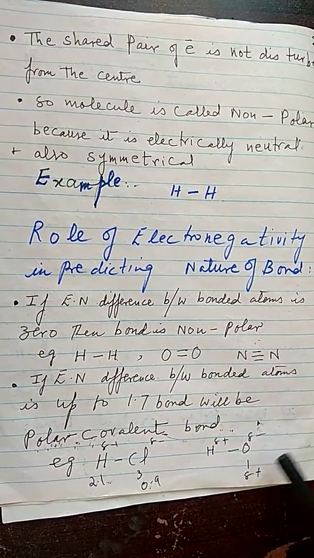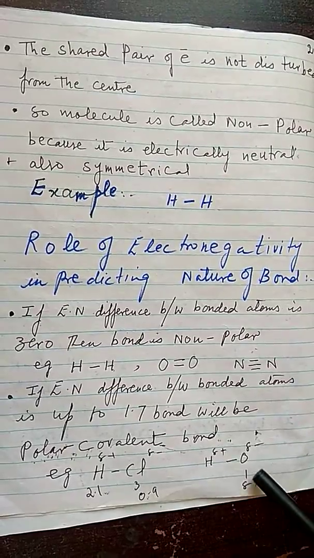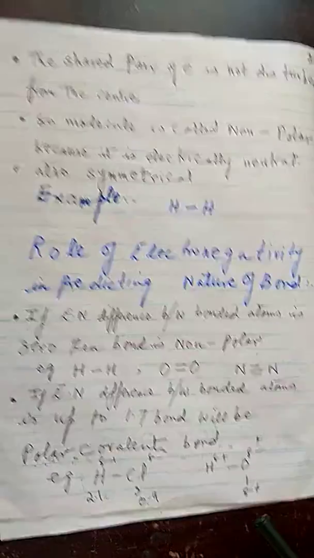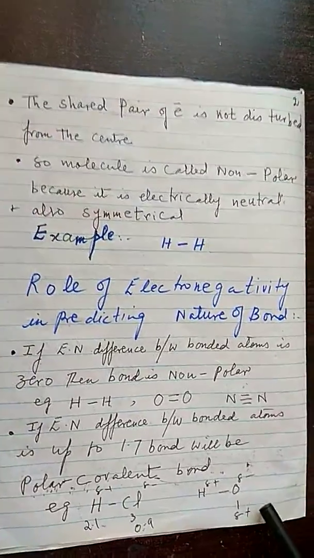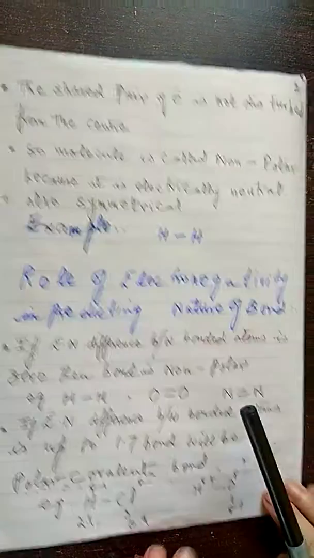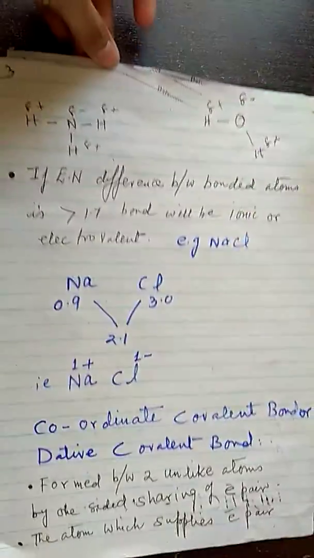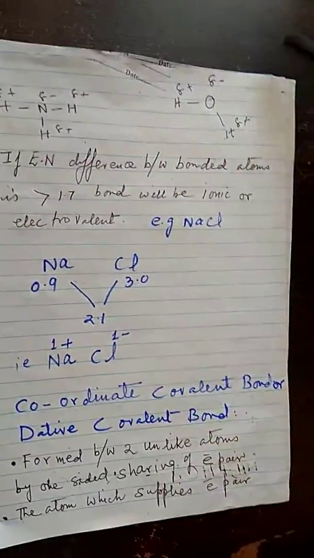In the same way, oxygen and hydrogen form a polar molecule. So in the water molecule, the oxygen is more electronegative, hydrogen is less electronegative, so a slight negative charge is produced on oxygen and a slight positive charge on hydrogen. So this is a polar molecule. Right? In the same way, ammonia is a polar molecule, because nitrogen is more electronegative.